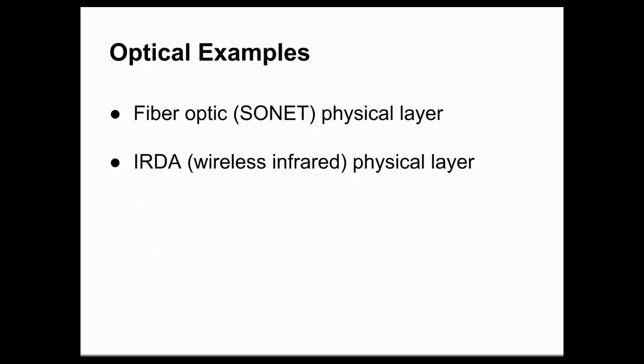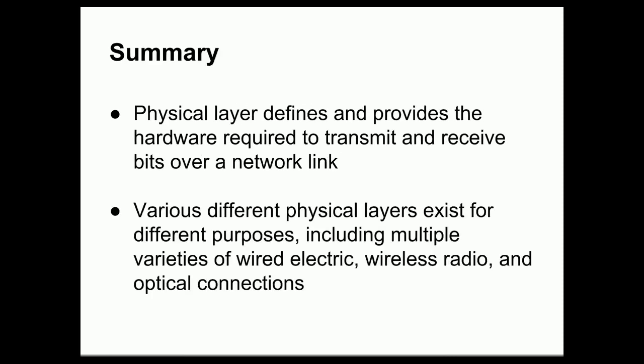Fiber optic also has specifications. For example, wide area fiber optic systems, or SONET rings, have their specifications. And even the combination of optics and wireless, with the infrared light-based wireless devices, wireless infrared, or IrDA, has a physical layer specification. So we have these specifications for all of these different types of physical layers, but all of these different types of physical layers share a common purpose, and that is that the physical layer itself, conceptually as part of the OSI model, defines and provides the hardware required to transmit and receive bits over a network link.